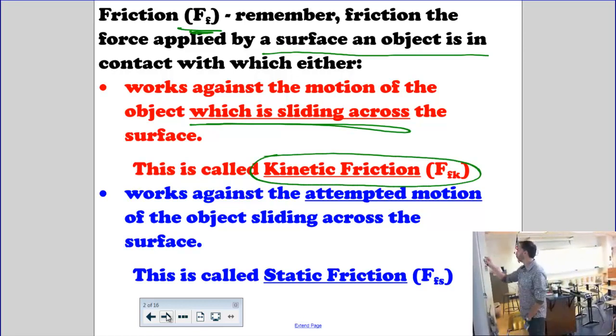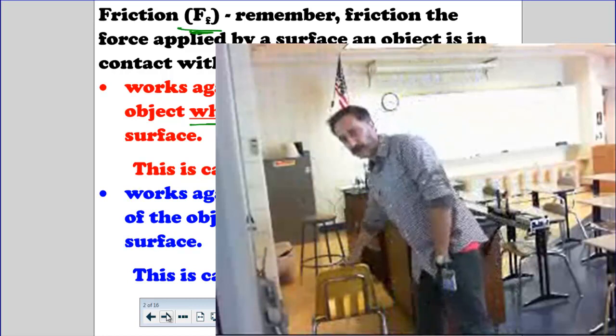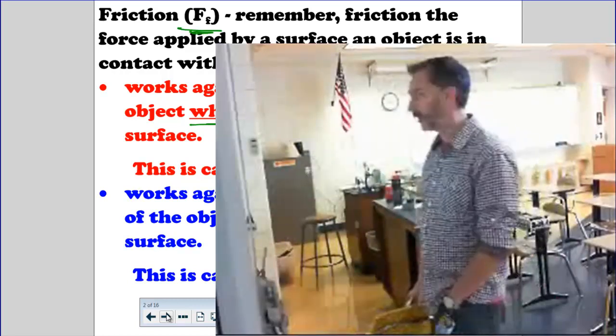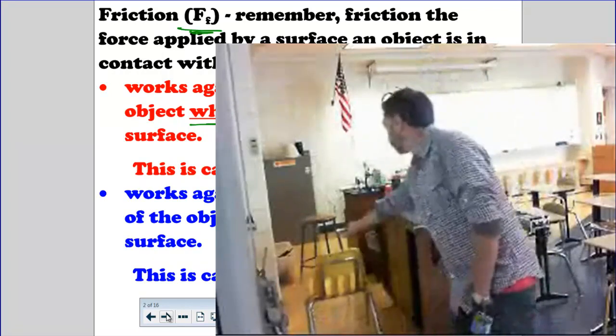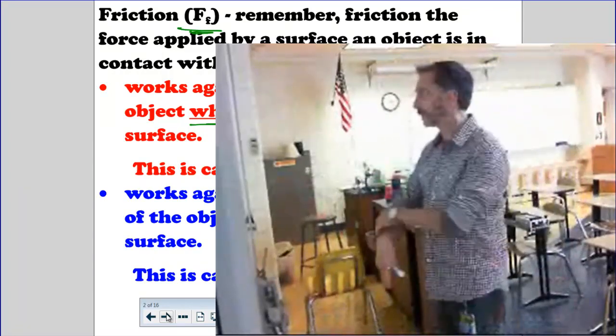We'll use the symbol F_fk to represent that force of kinetic friction. So that would be something like this: if I drag this chair across the floor, the entire time that it's moving, there's kinetic friction. If I push it and slide it, the reason that it eventually stopped sliding was, again, kinetic friction.